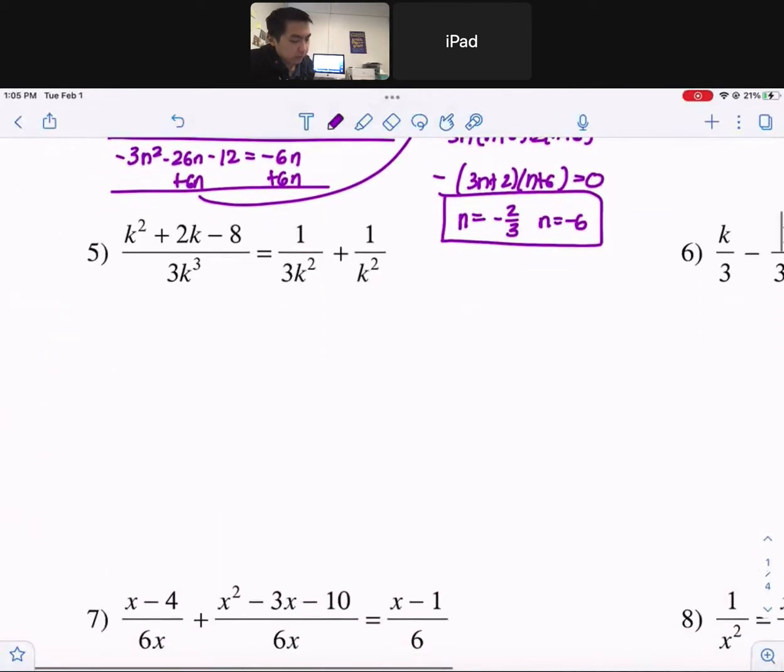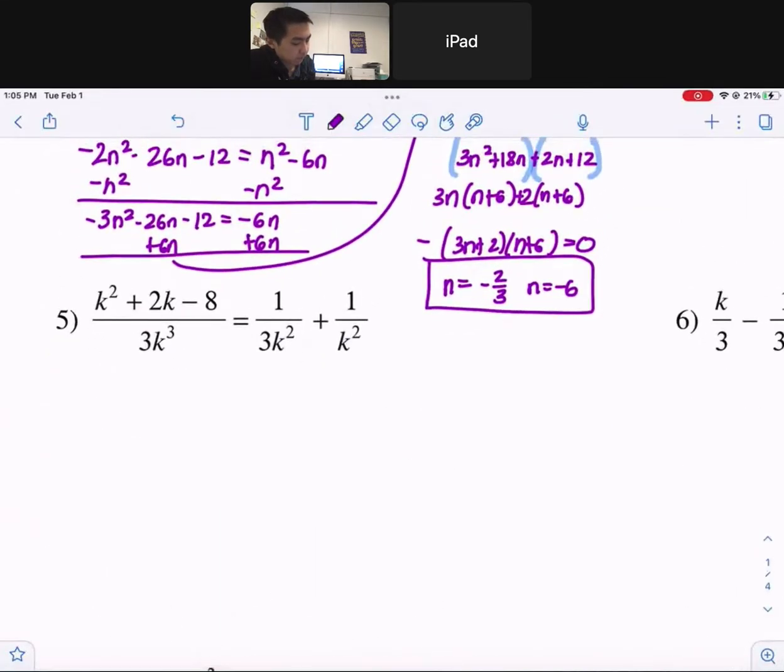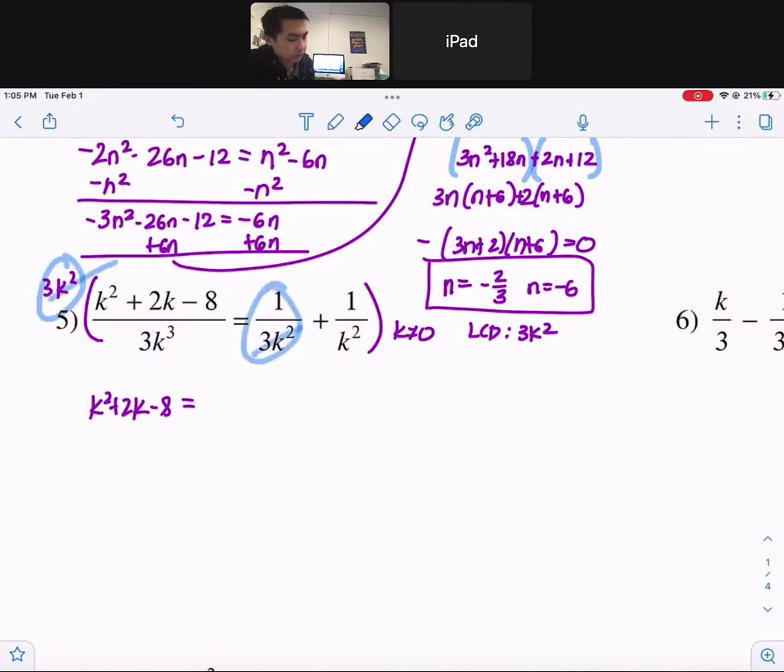All right, number 5. K can't be 0. The LCD is 3k to the second. So multiply all this by 3k to the second. So this times this, they cancel. So all that's left is k squared plus 2k minus 8 equals this times this. They cancel, so you just have a 1 up top.